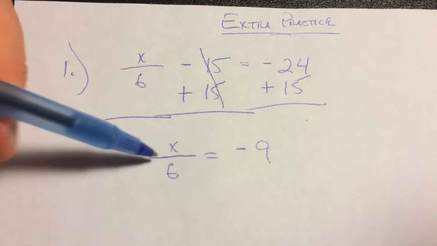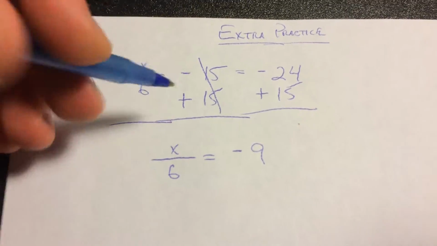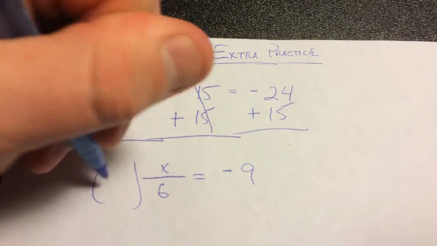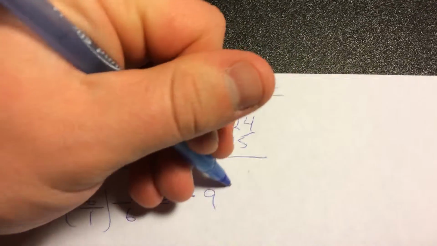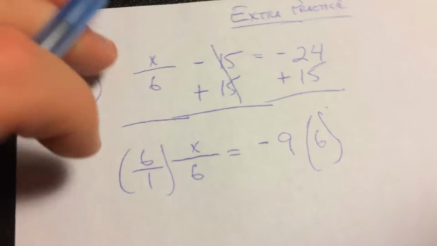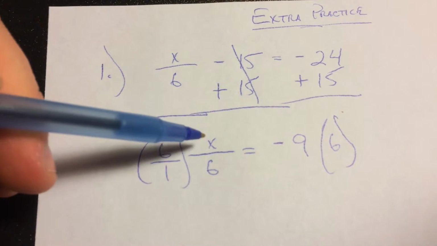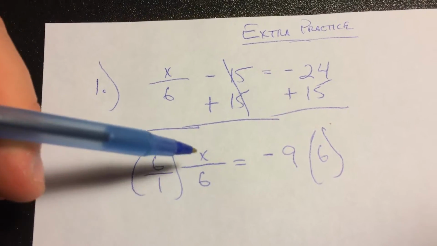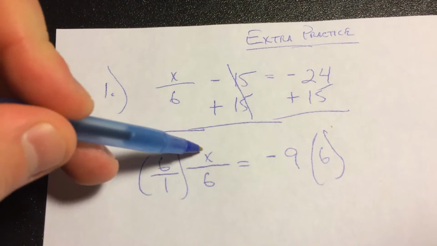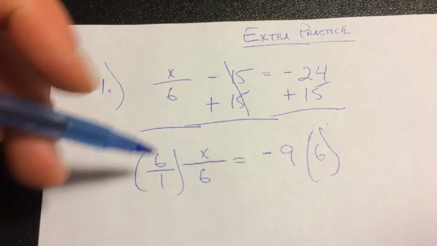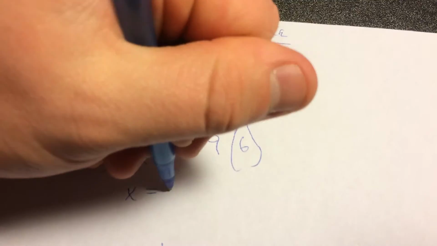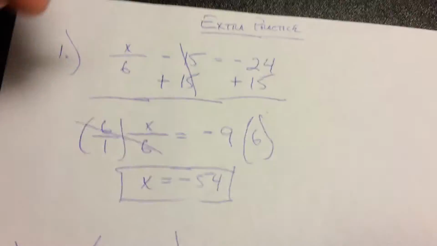And if this is x divided by 6, the opposite of dividing by 6 is to multiply by 6 on both sides. And you can see on this side I write it as 6 over 1 because x over 6 is its own fraction. So we can see we're going to get 6 in the numerator and in the denominator, which really just leaves us with 1x is equal to negative 54. So there you go, one problem down.